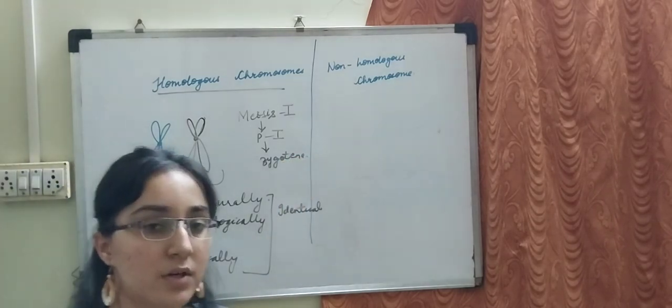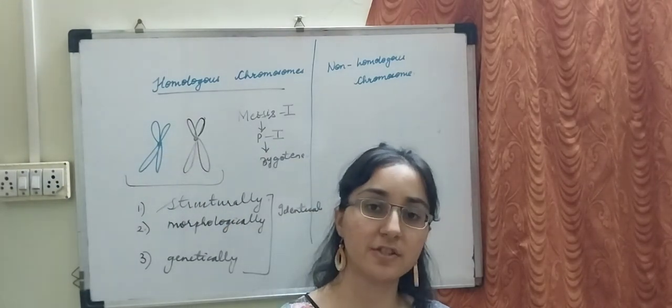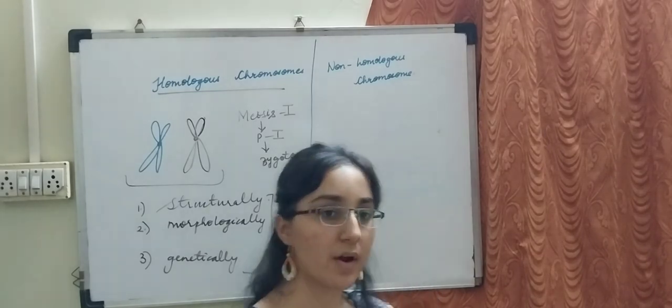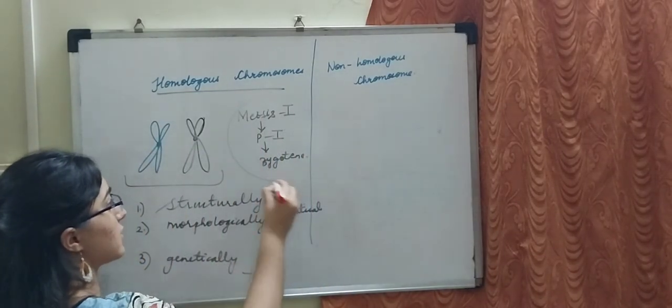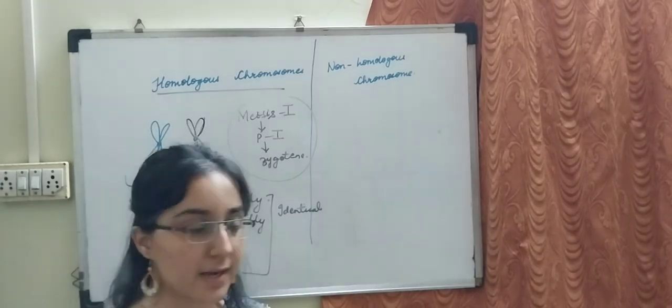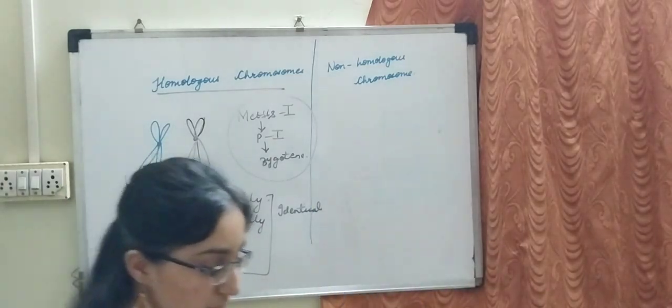Okay, I will take a soon. I will bring one video. We will speak about cell division also. But for now, you should know this much. Okay, understood? So this is homologous chromosome.